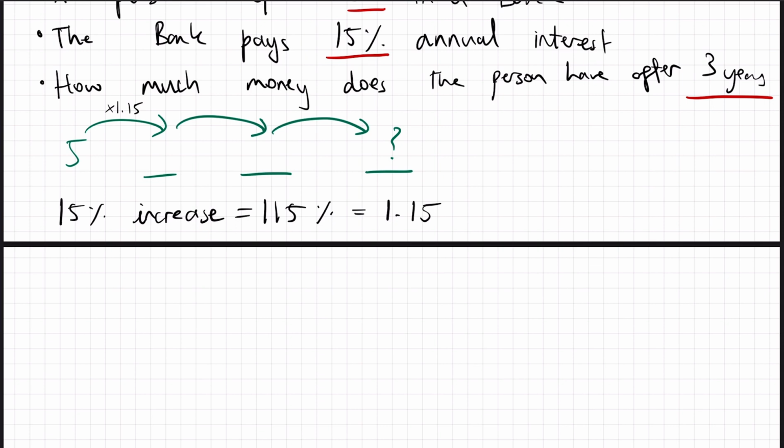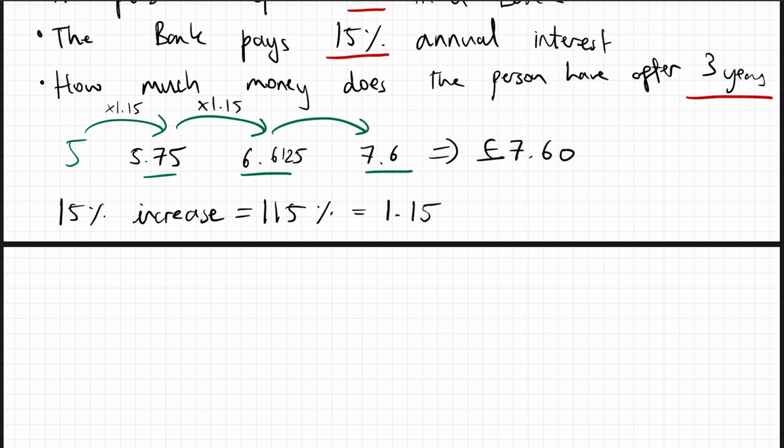So I'll type this into a calculator. For the first year, we get 5.75. Now again, we'll just multiply that by 1.15, and you get 6.6125. And finally, we can work out this final one by multiplying this by 1.15, and you get about 7.6. So I'll just write that. That means our answer is £7.60. And that was really easy.